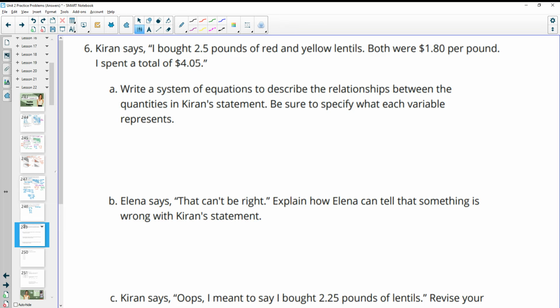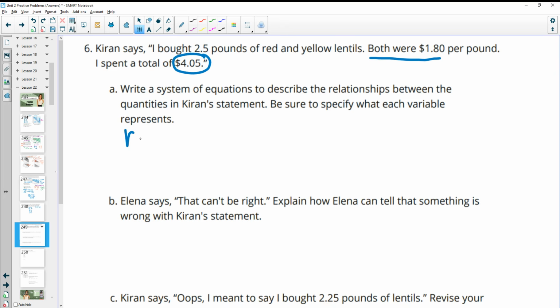Number 6, Kieran says, I bought 2.5 pounds of red and yellow lentils. They were both $1.80 a pound. I spent $4.05. Write a system of equations to describe the relationship between the quantities in Kieran's statement. Be sure to specify your variables.